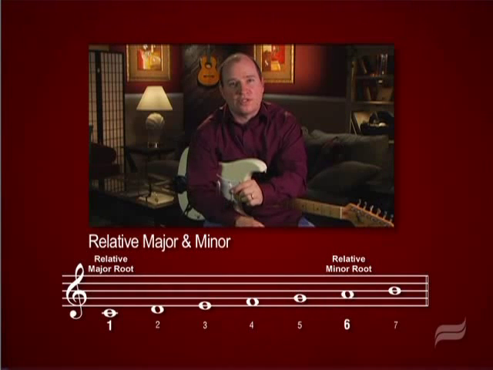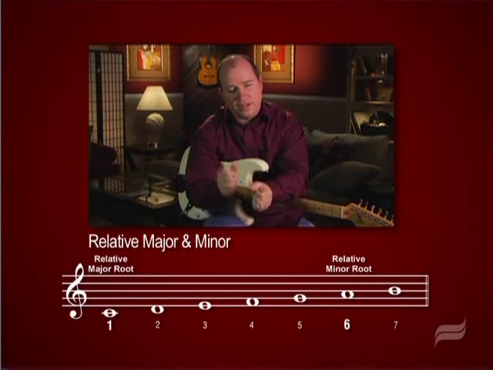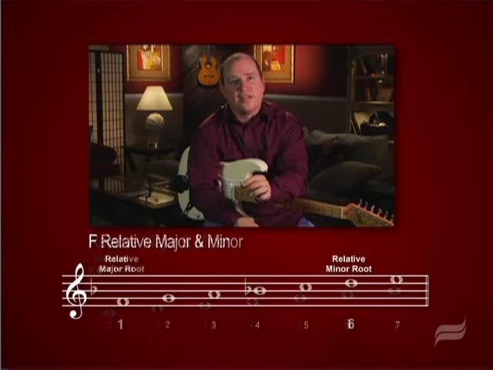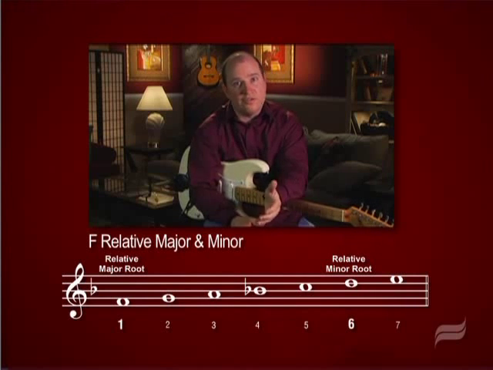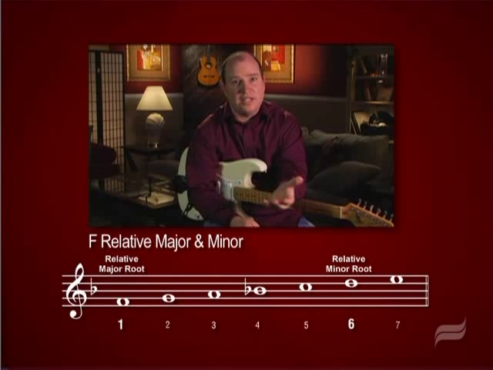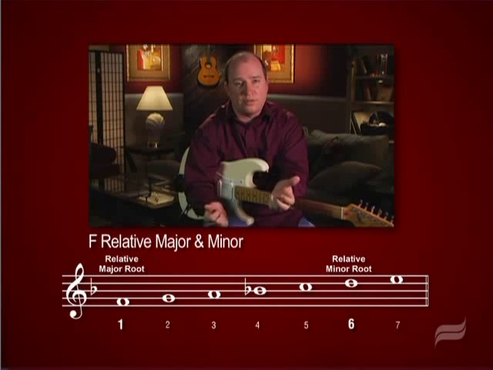The 1st step of the major scale is called the relative major, and the 6th step is called the relative minor. So let's get some practice with just naming these different tones. So if I'm in the key of F, the relative major would be the note F. Of course, that's the root. And the relative minor would be D. Or to say it another way, F major is the relative major of D minor, and conversely, D minor is the relative minor of F major. See how these two are relating to each other.